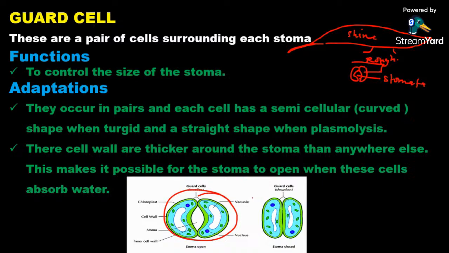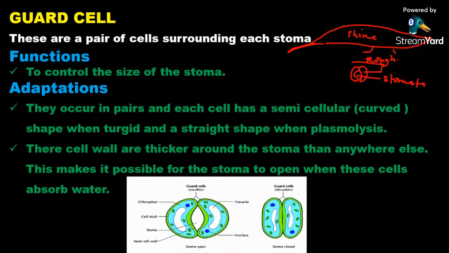So that is something that you need to know, or shrunken. All right, what are the adaptations of the guard cells? They occur in pairs. These cannot function on their own. They occur in pairs, and each cell has a semicircular, or curved, shape. When turgid, they make the stomata open, but when flaccid or shrunken, they make the stomata what? Close. And this is how the plant regulates the loss of water.